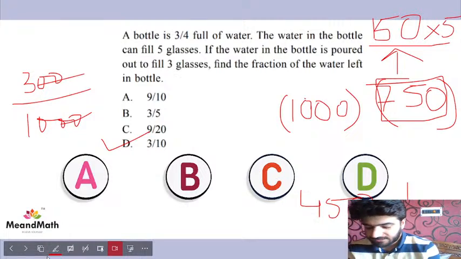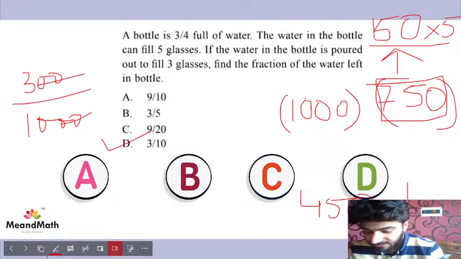Ritika says B. 9 by 20 says Banishka. Divyanshi says B, but I think Divyanshi gave the answer D first. Nobody else is saying D. Janesha says D, and I think Divyanshi says D.